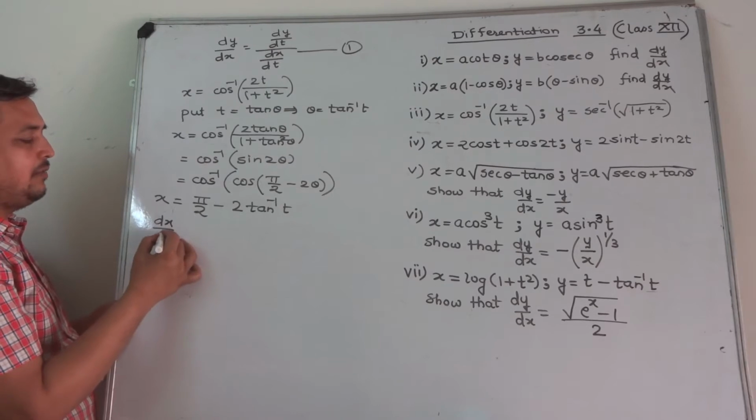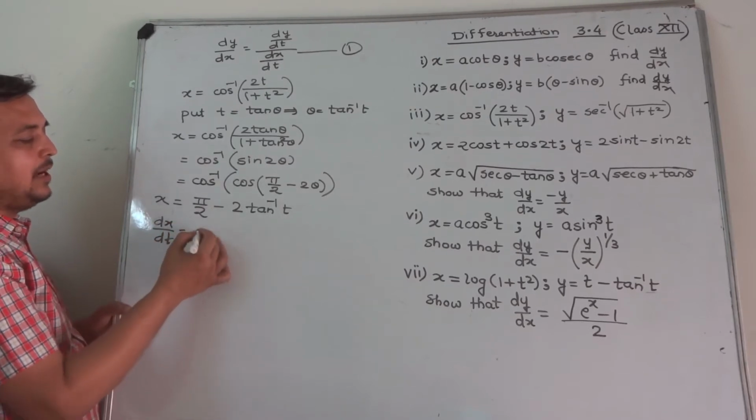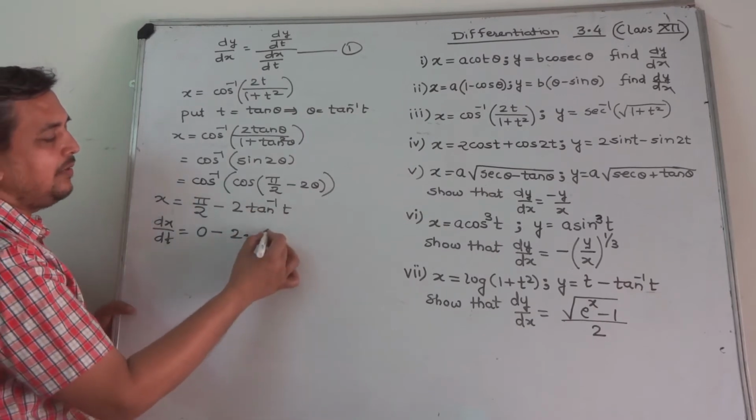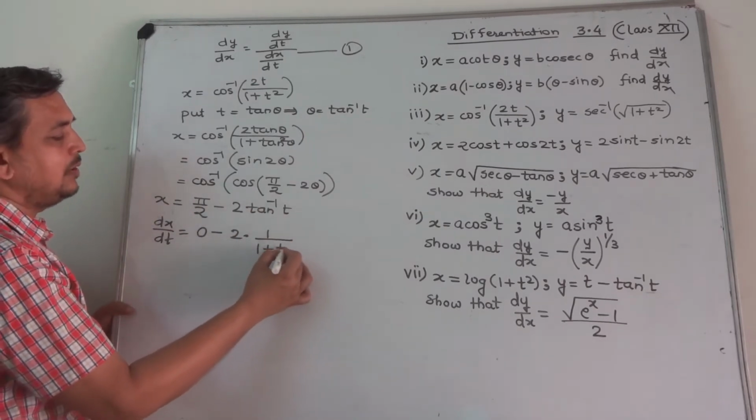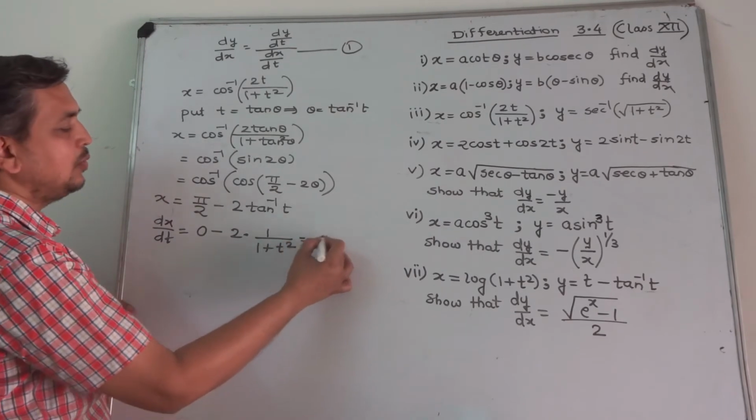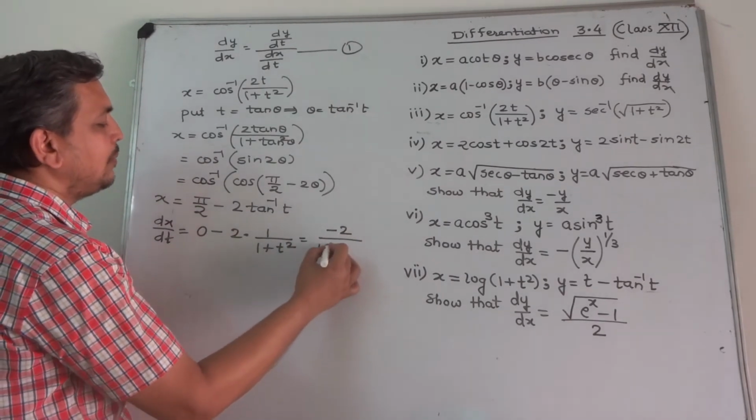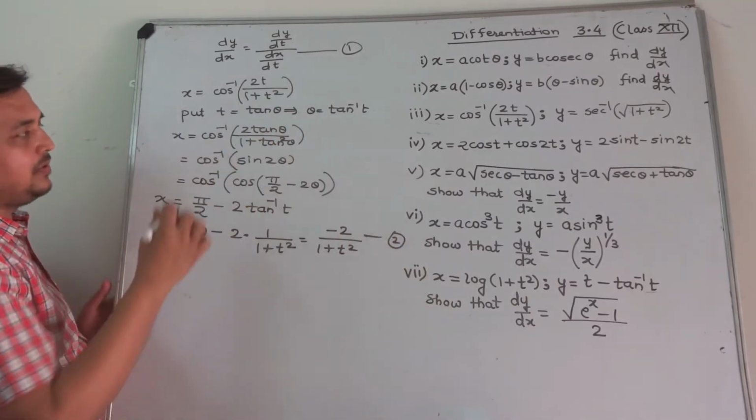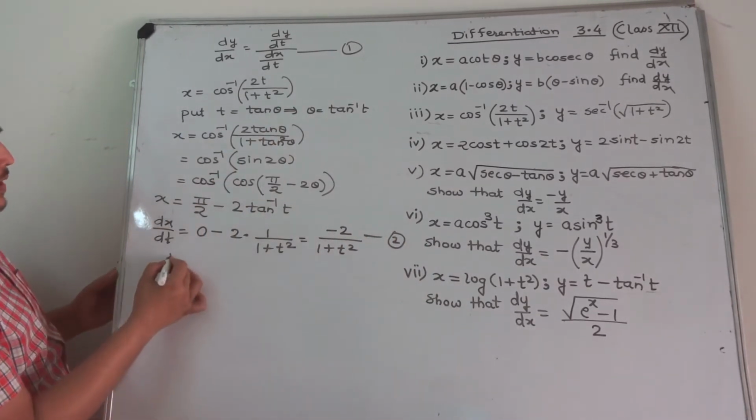Now we differentiate with respect to t. Pi by 2 is a constant, derivative 0. 2 is a constant and derivative of tan inverse t is 1 upon 1 plus t square. So we get minus 2 upon 1 plus t square. This is number 2. Now check the given value y.